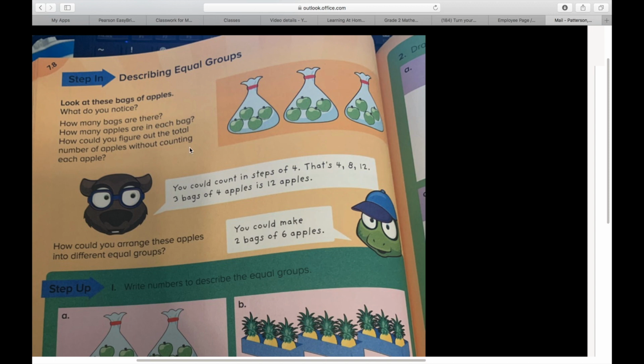So, what he's saying is that you can count in steps of 4. So you can go 4, 8, 12, which means that 3 bags of 4 apples is 12 apples. Okay? If you don't know how to skip count 4, 8, 12, then you can just say 4 plus 4, which equals 8, and then 8 plus 4, which would equal 12.